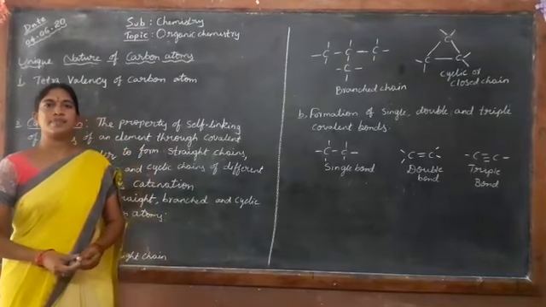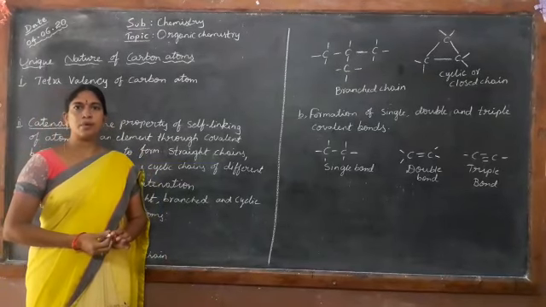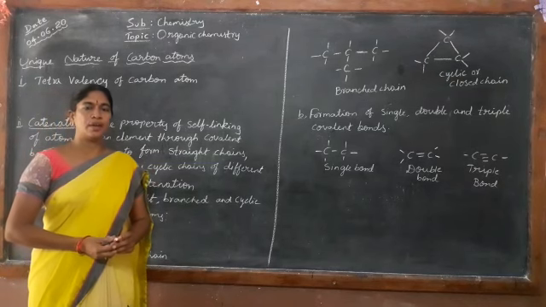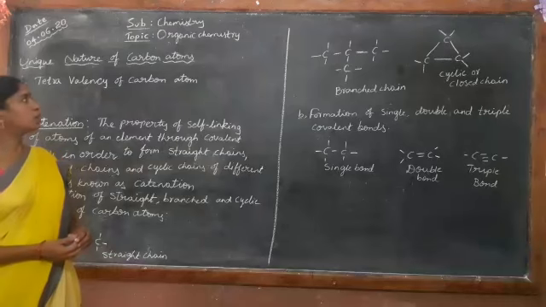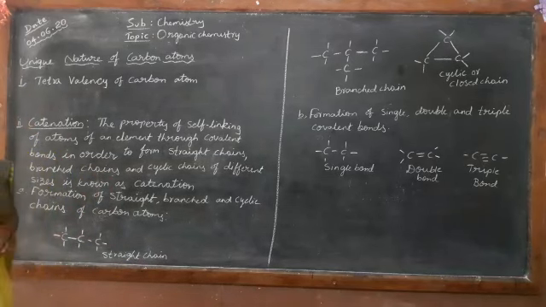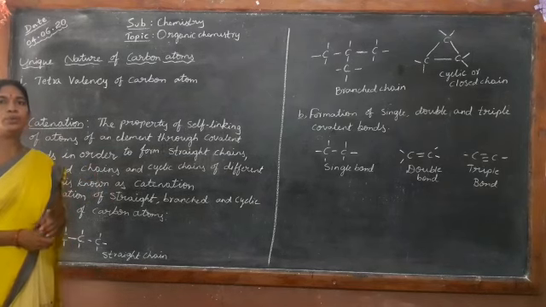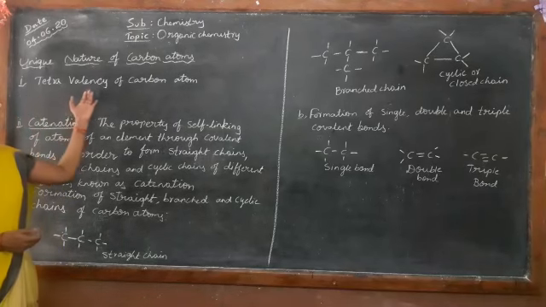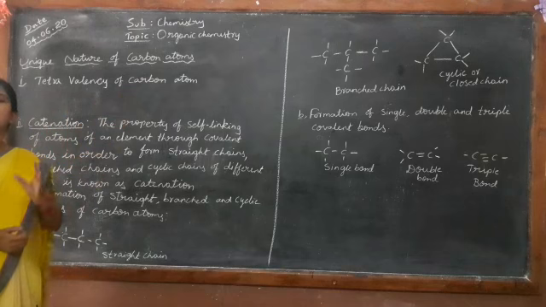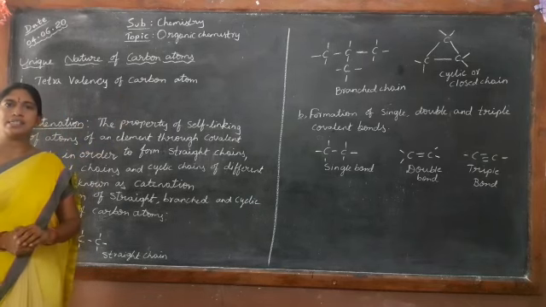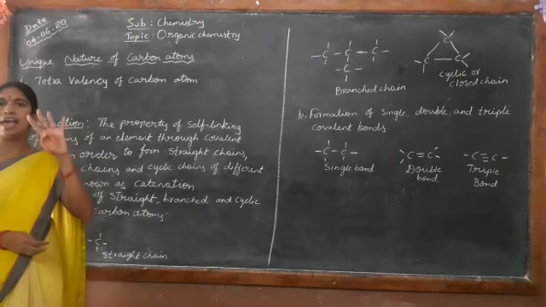Good morning, students. Yesterday we discussed the comparison between organic and inorganic compounds. Today we will learn about the unique nature of carbon atom. What is that unique nature? It has two unique qualities, the first is tetravalency of carbon atom. What is the meaning of tetravalency? Tetravalency means it has a valency of 4.